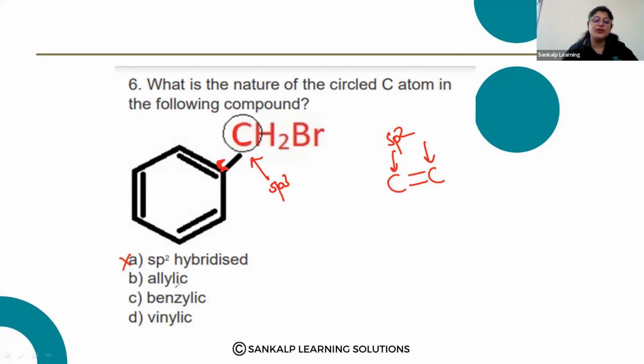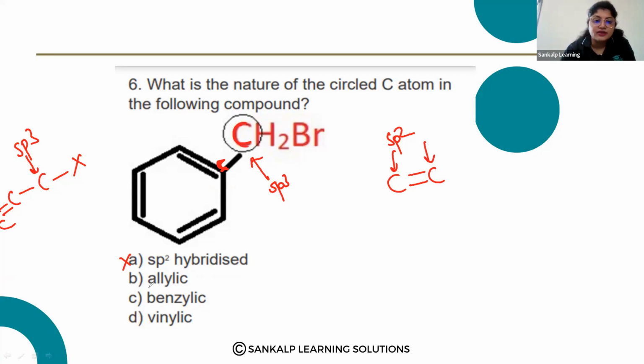Second is allylic. What did I say? What is an allylic halide? Here the halogen atom is linked to a carbon which is sp3 hybridized, which is next to a carbon-carbon double bond. So the halogen atom is there, and there is an sp3 hybridized carbon next to a carbon-carbon double bond. So that is an allylic halide, but this is not an example of an allylic halide.